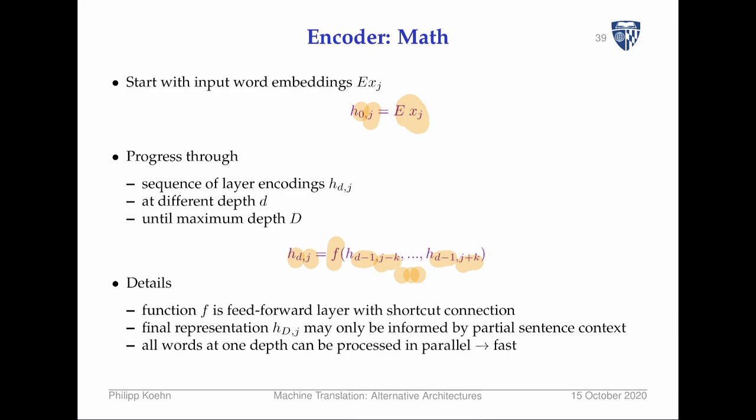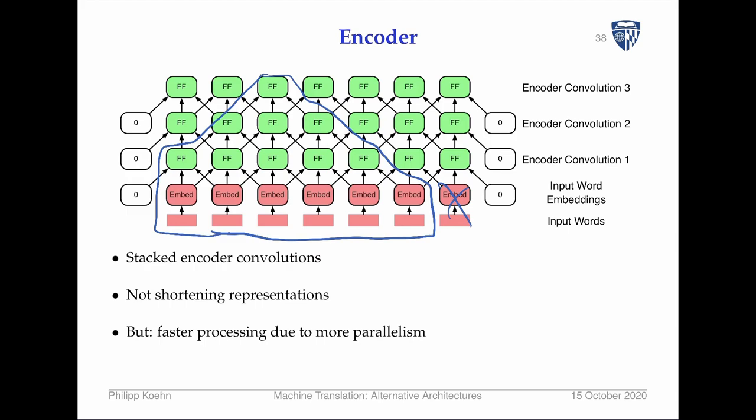Still, the final representation that you have, even after you go through various layers of this, may only be informed by partial sentence context, as we illustrated here. It might not have a full view of the input sentence.